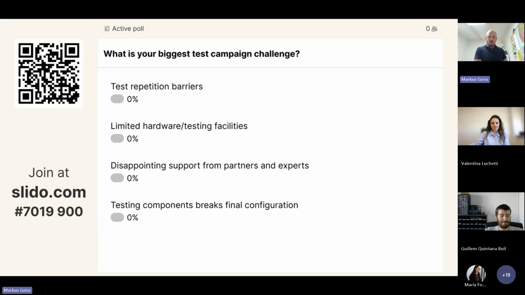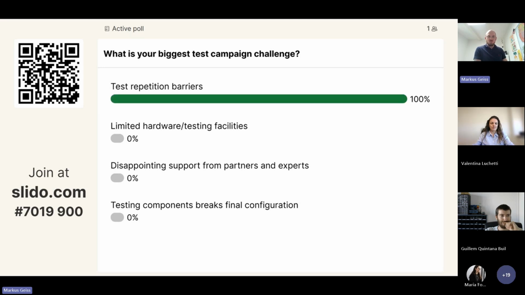But before I get more into what I've prepared, here's your chance to participate. So my question to you is, what are your biggest test campaign challenges that you have probably come across way too often while working on some space hardware in the past? So feel free to either go to slido.com and punch in the code 7019900, or use the QR code at the top to access the poll, and then let me know what you've been struggling with mostly.